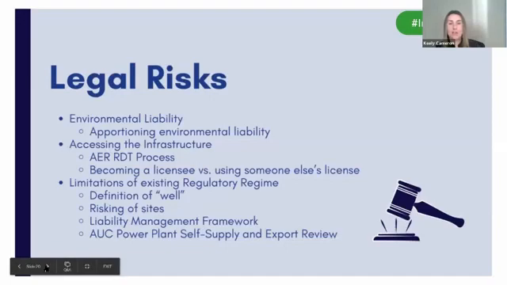And also understanding if you are going to fall into that oil and gas category, making sure you understand how the regulators will be risking the sites and what liability management frameworks will apply.